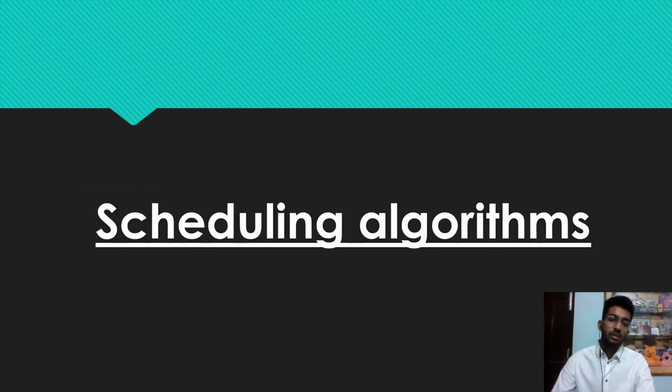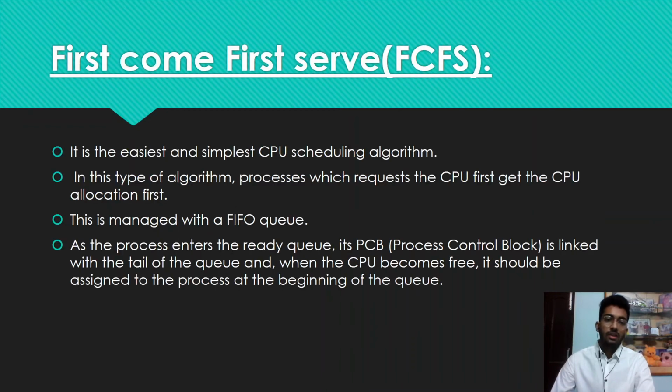So our first scheduling algorithm is first come first serve, that is FCFS. It is the most simple and easiest way to execute a scheduling algorithm. In this, the process which comes first is served first and the process that comes last is served last. So let's see an example of FCFS.